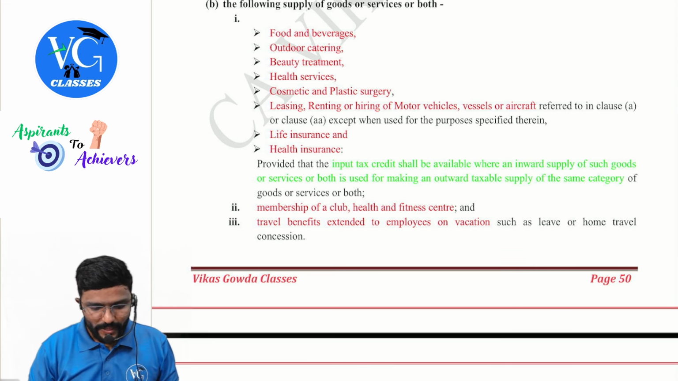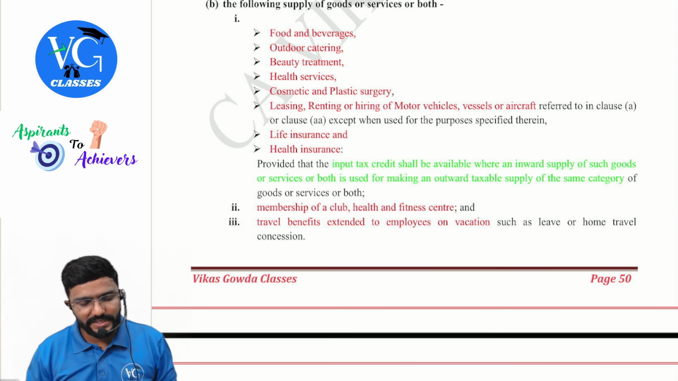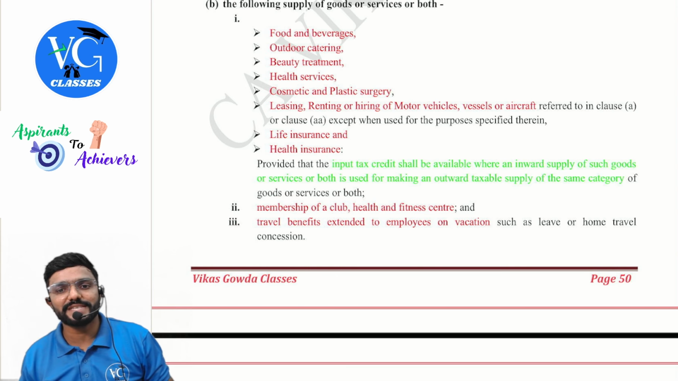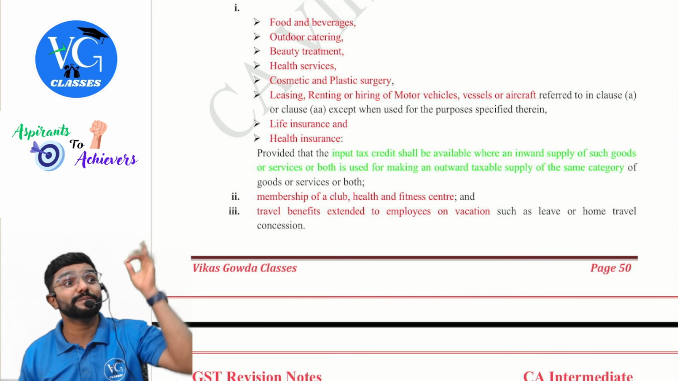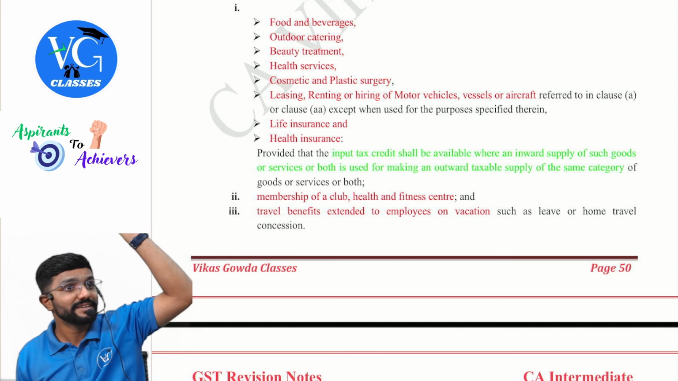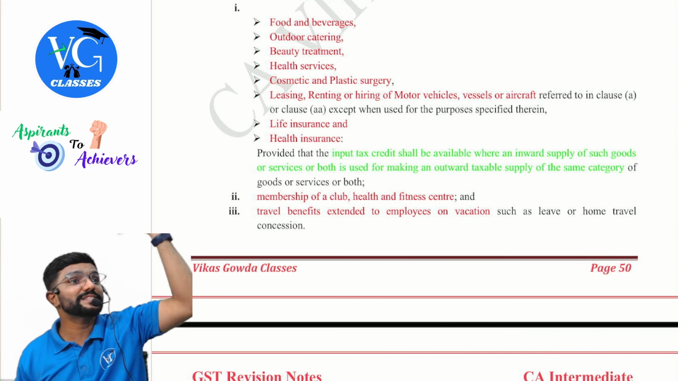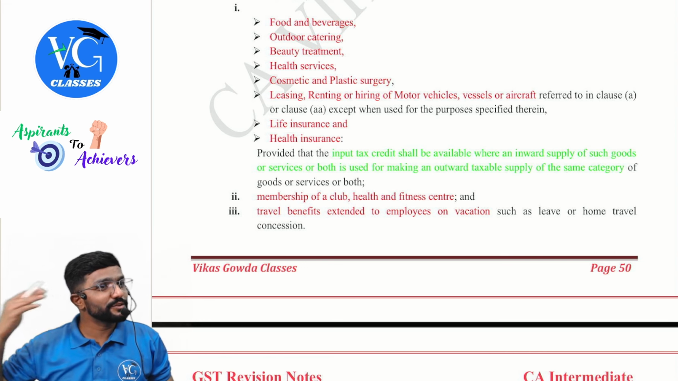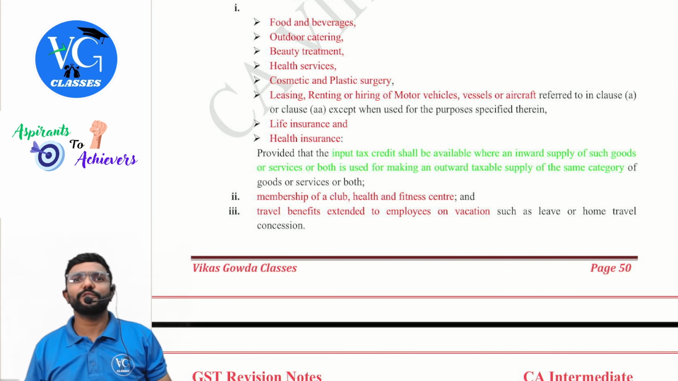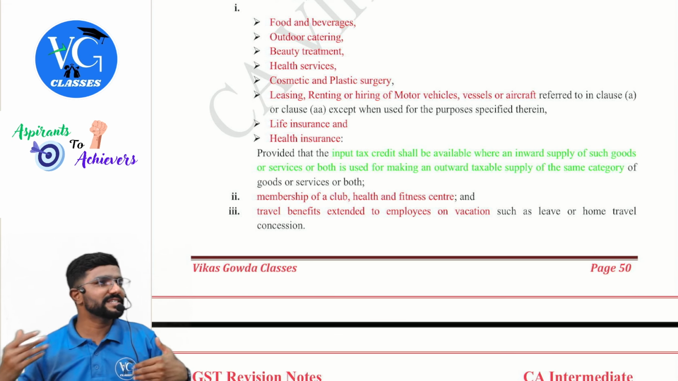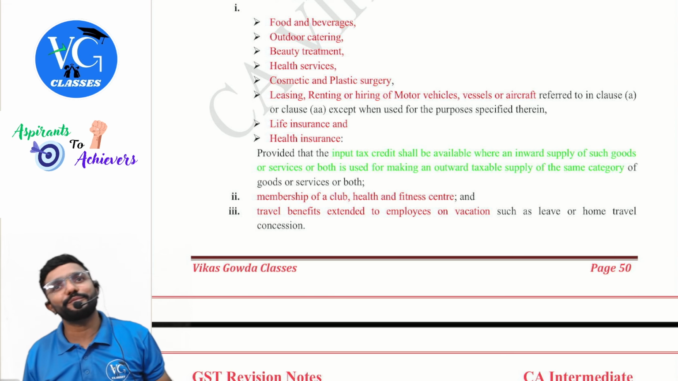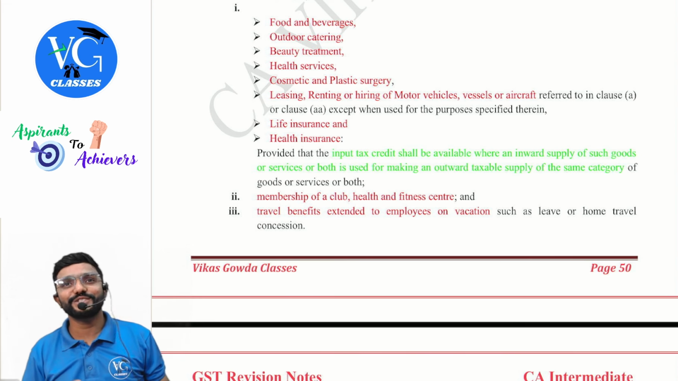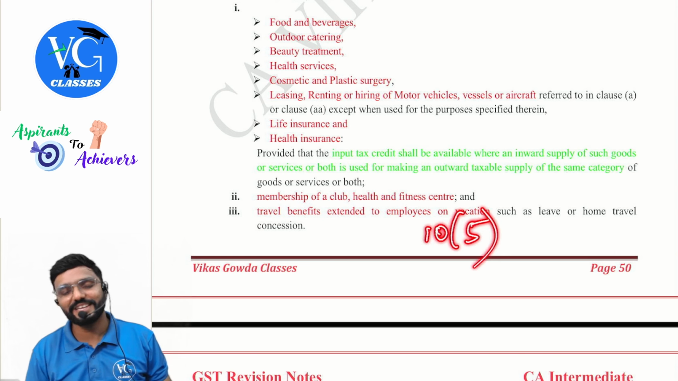Next, membership of a club, health and fitness center, no credit. Travel benefits extended to employees on vacation, such as leave or home travel concession. 10(5) exemption is available under income tax now. Clear? Sir, employer sponsored my trip to any place in India. He paid fully. Assume he has also paid GST. Can he claim the credit? No. Obviously, on travel, accommodation and all, GST is applicable. So our employer, Papa, would have paid that also. Can he claim the credit for it? No. Now employee, can he enjoy the exemption under 10(5)? Yes, he can enjoy the exemption.